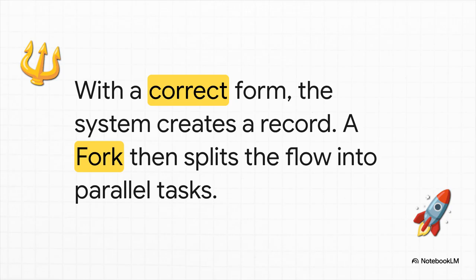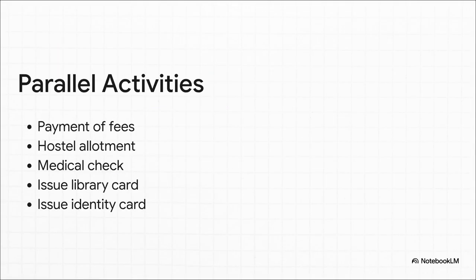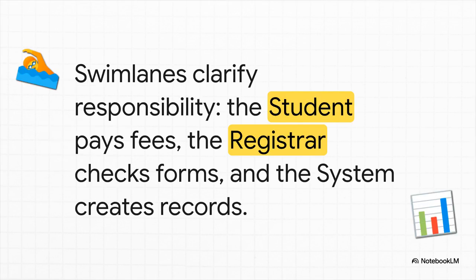And right after that, we hit a fork. This is where the magic of efficiency really begins. And look at all the stuff that can happen at the same time now. The student can go pay their fees while the admin office is working on their hostel room. The medical check can get scheduled, the library card can be issued, the ID card can be printed. None of these have to wait for the others. It's multitasking, visualized.